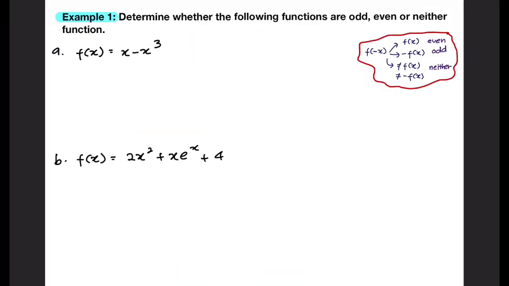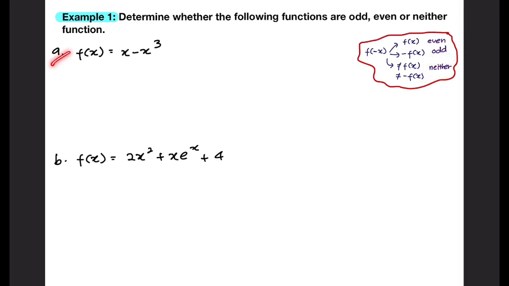Okay, look at example 1. Determine whether the following functions are odd, even, or neither. This is the short notes. When f(-x) is equal to f(x), it is even. f(-x) equal to -f(x), it is odd. But if it is not equal to f(x) or not equal to -f(x), then it is a neither function.